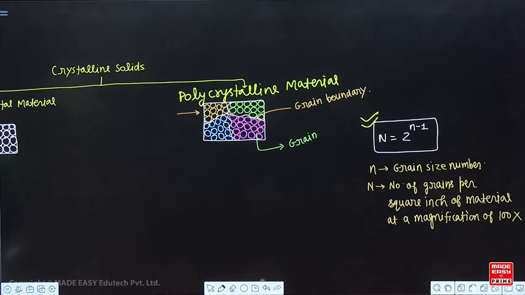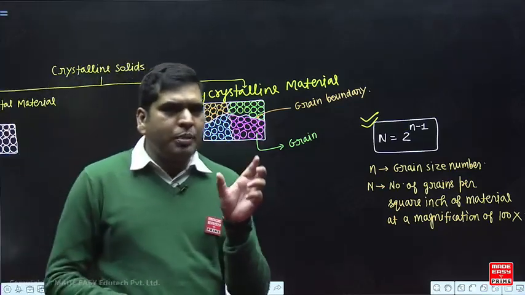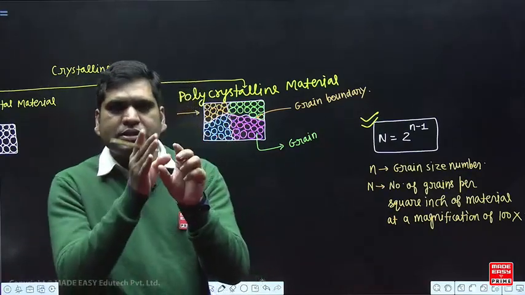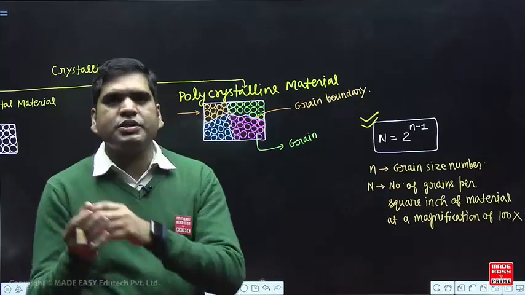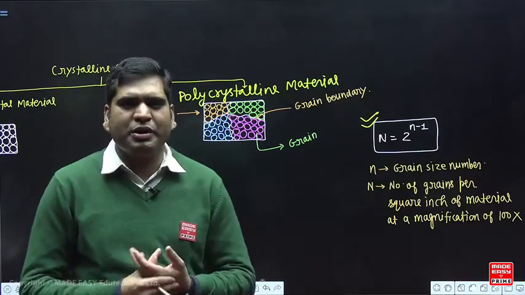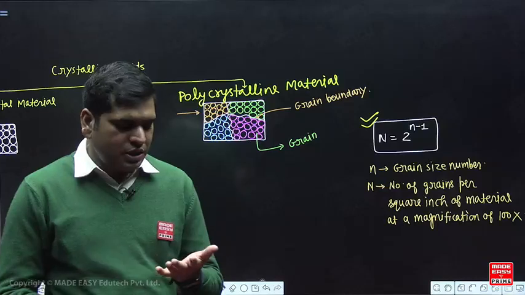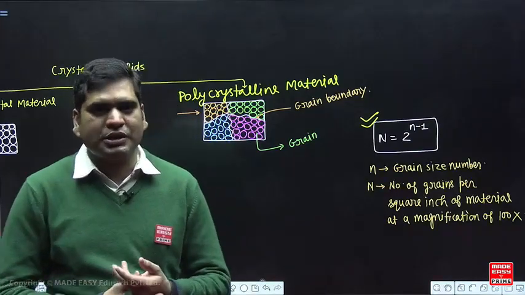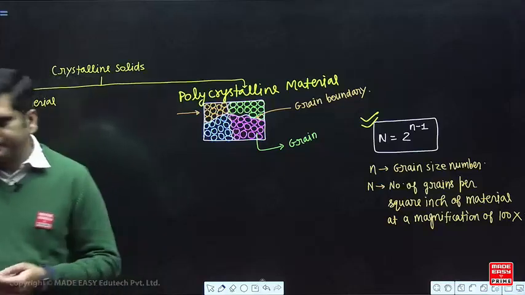Yes, Manoj. Grain means the region in which the atomic arrangement is in a single direction. Then in another region, the atomic arrangement direction will change. We will be studying the directions in the crystal, which are known as Miller indices. This will be taught in the later sections of this chapter.